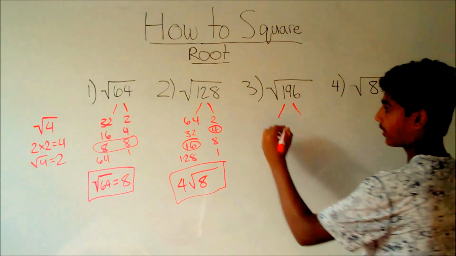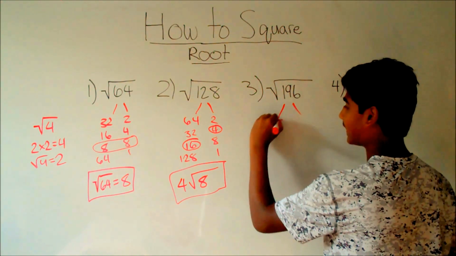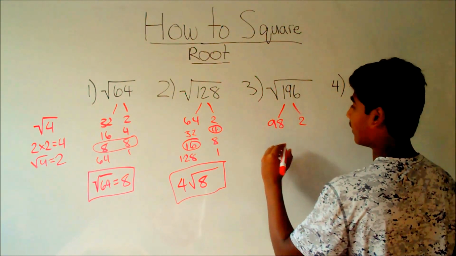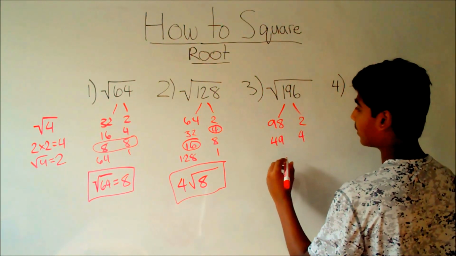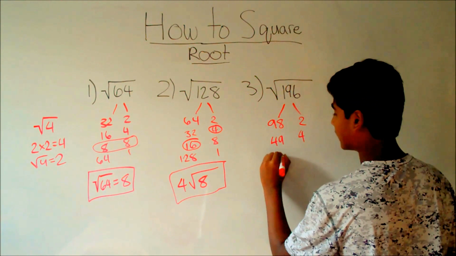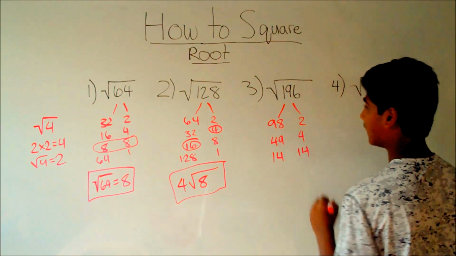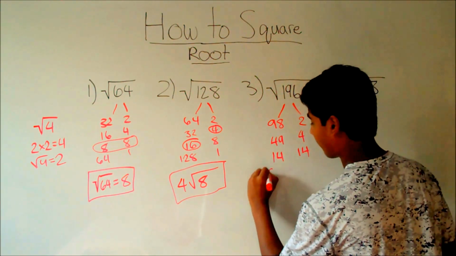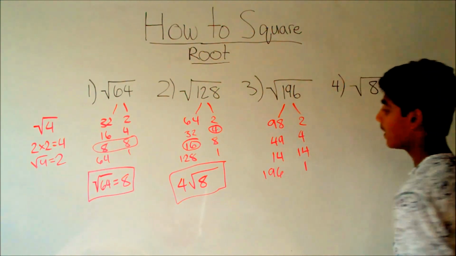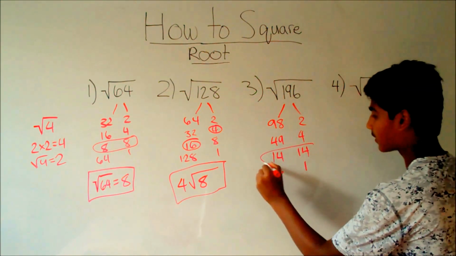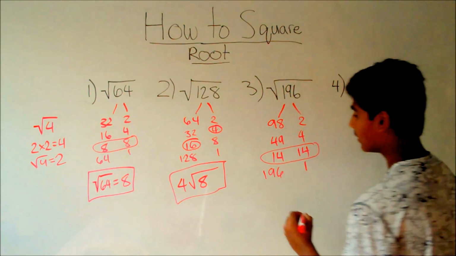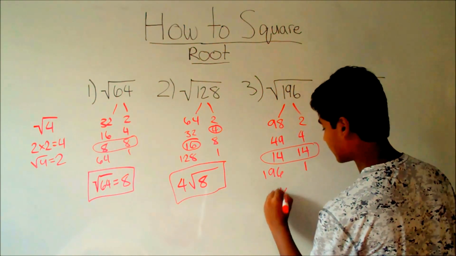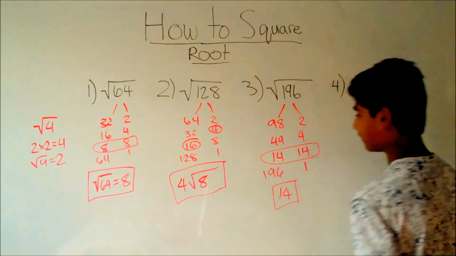Let's look at the factors. We would have 98 and 2, 49 and 4. We would also have 14 times 14, and 196 and 1. As you can see, there are factors which when you multiply them together, it equals 196. So the square root of 196 is equal to 14.